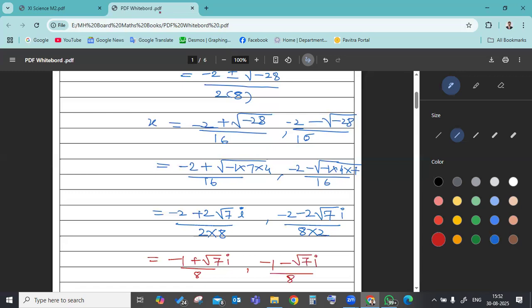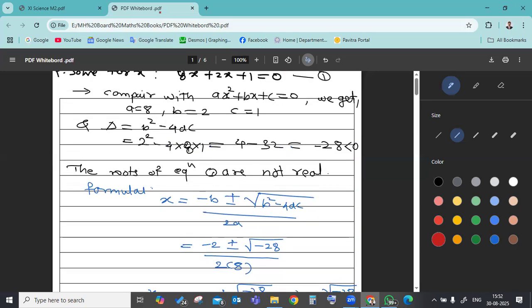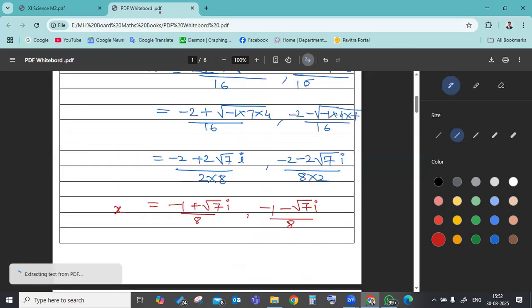So these are the two roots, values of x, which satisfy this equation. These two roots are not real roots, they are complex conjugates of each other. See, here there is a plus sign, and here there is a minus sign. So these two roots are complex conjugates of each other. Understood?